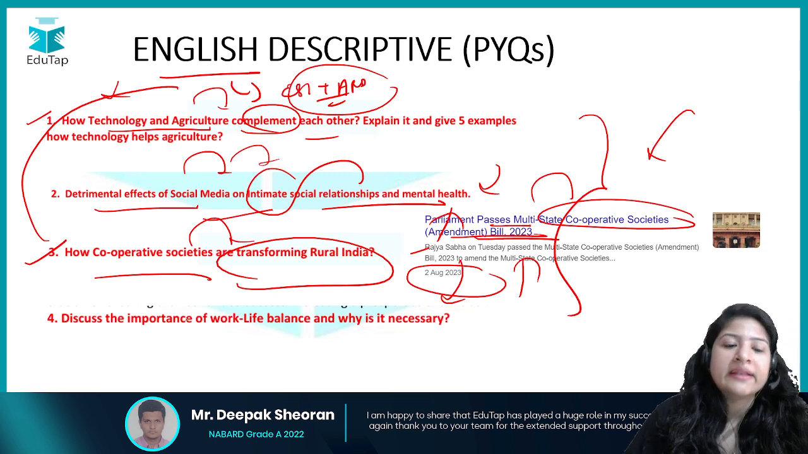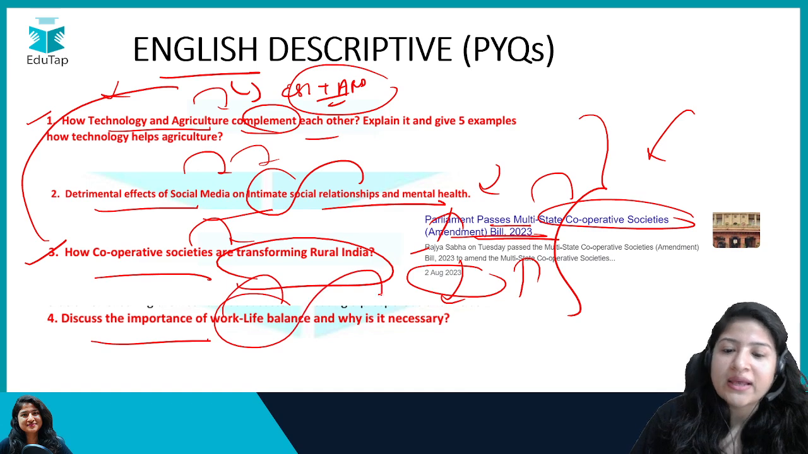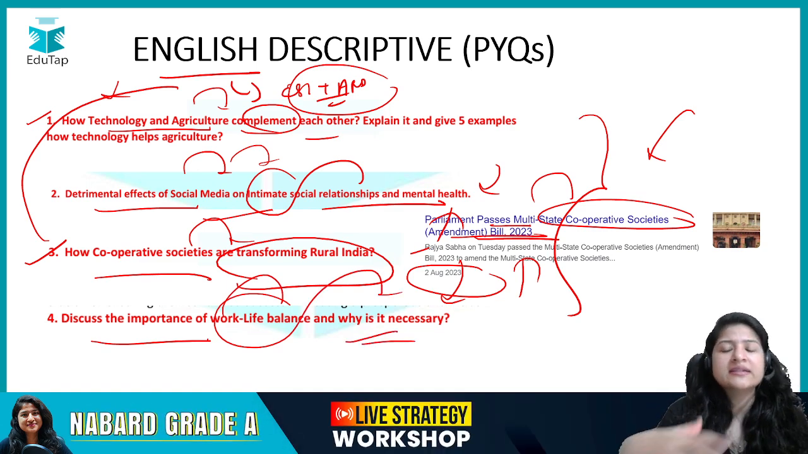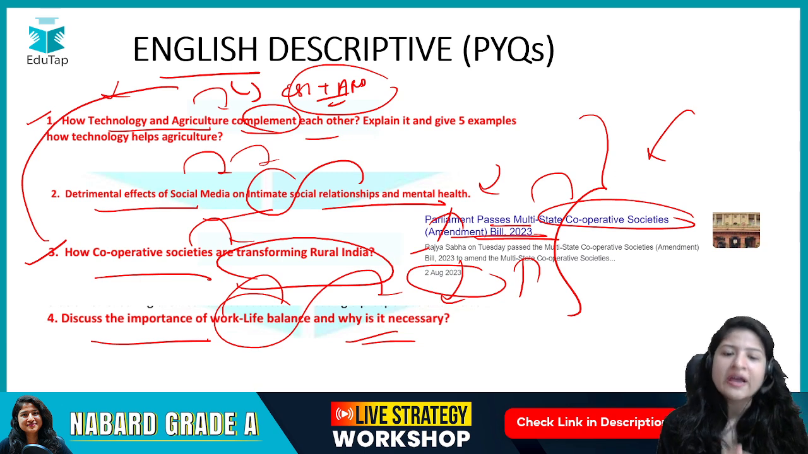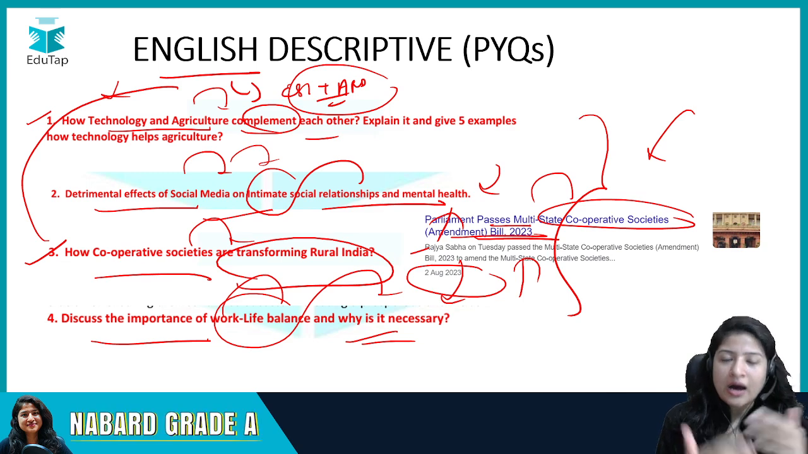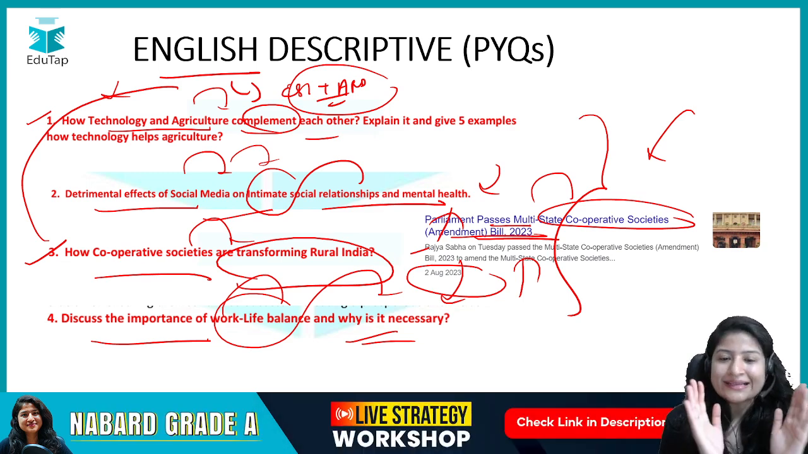Okay. Next is: discuss the importance of work-life balance and why it is necessary. Again, it's something that you can relate to day-to-day life, but even if you feel you don't want to get into that, out of the 4 questions, at least one question will be straightforward from ESI and ARD.